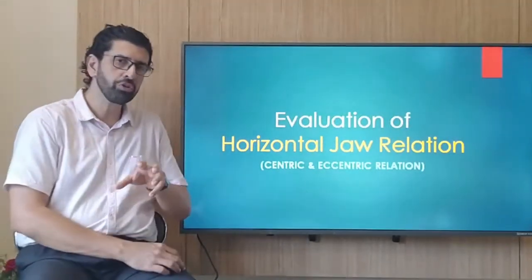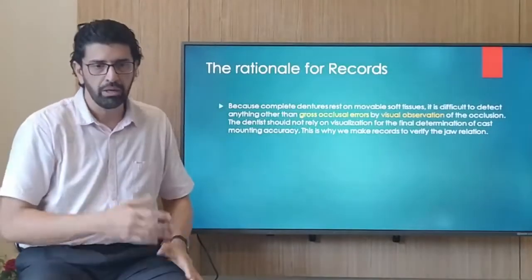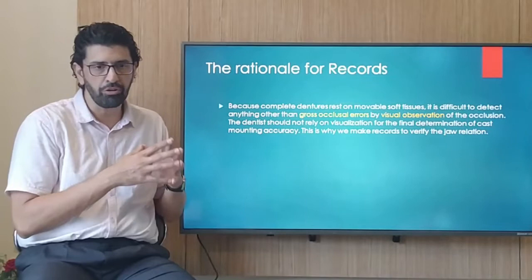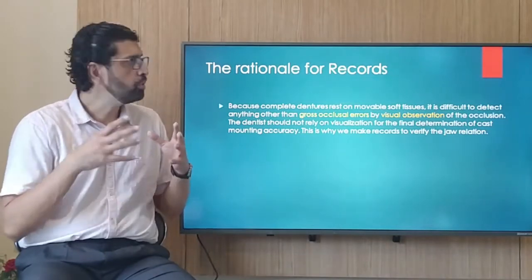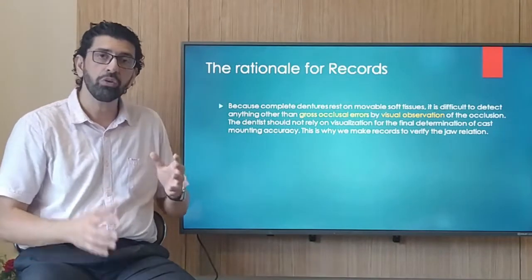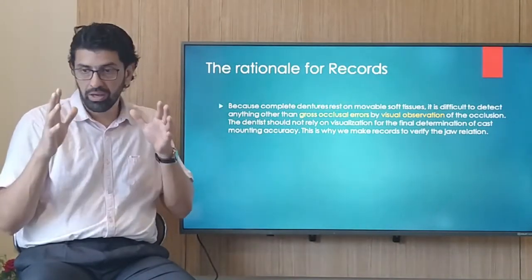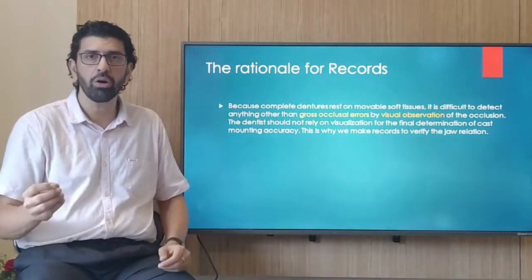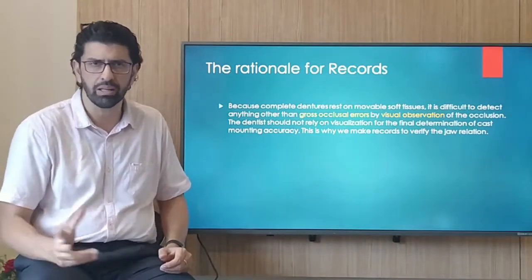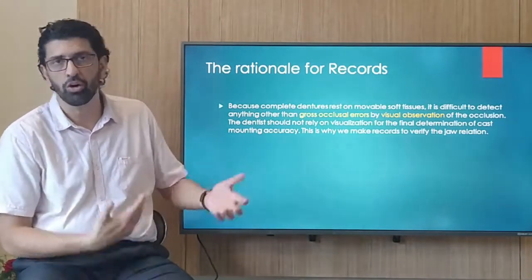So in evaluation of horizontal jaw relation, you have centric and eccentric relation that you're going to look for. Well, of course, what is the rationale for making these records? See, in no situation can you 100% say that my records are perfect or my try-in is perfect without actually seeing it on the articulator. Really, because the denture really rests on soft tissue and it can always move.